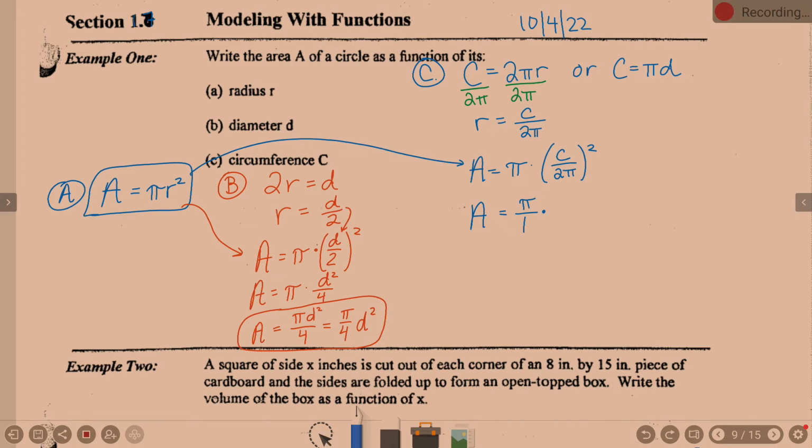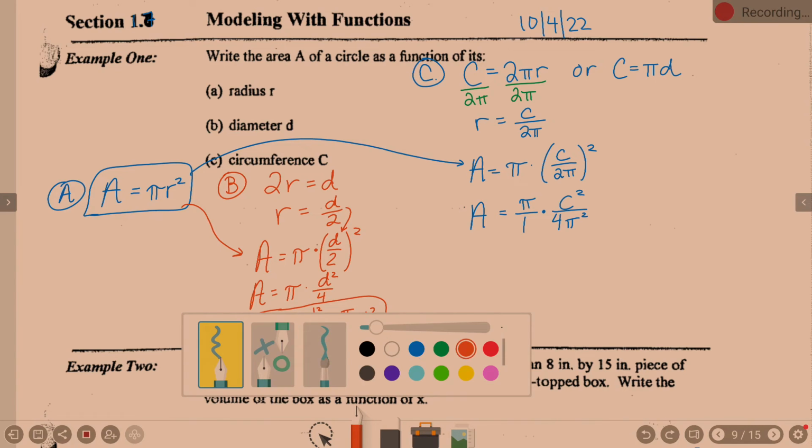Well, if we actually square this, c squared, or c and then squared, is going to be c squared. What happens when you square 2 pi? 4 pi? No. 4 pi squared. 2 squared is 4. Pi squared is pi squared. It's not a variable, but you can write it in terms like a variable and say pi squared.